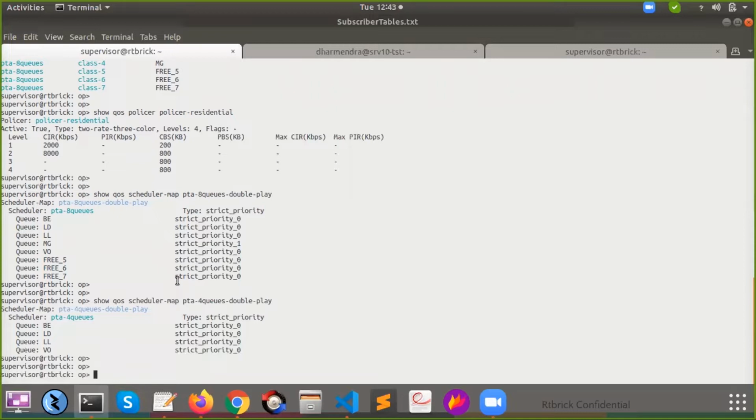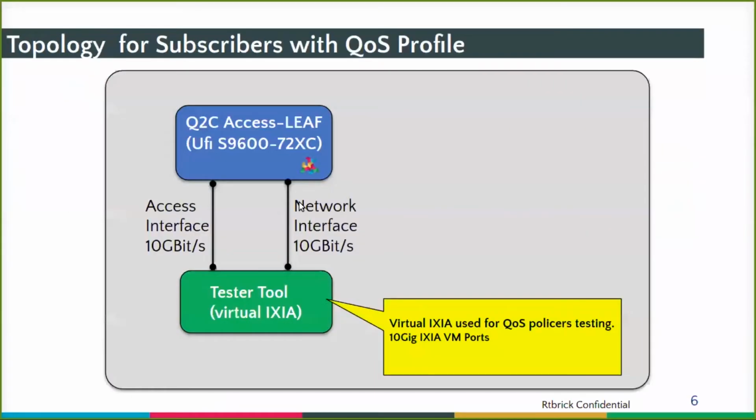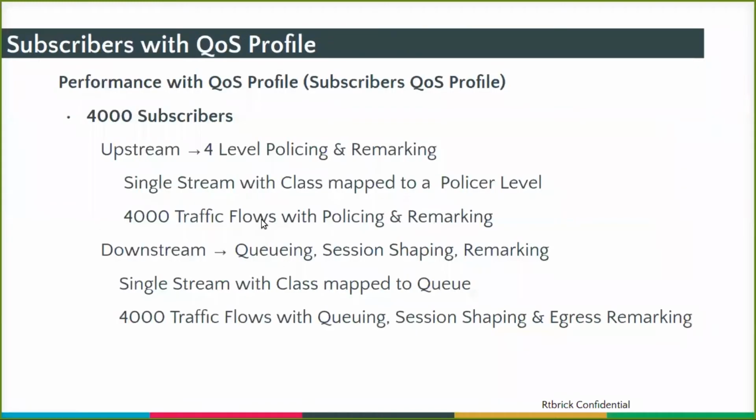So let's revisit in some time, and now we'll go to the second part of the demo, which is mainly for QoS functionality. This we are doing on a different DOT where we are using Ixia as the tester tool. So here 10 gig ports are connected to the DOT. Here we are mainly focusing on 4,000 subscribers, where we are showcasing for all the 4,000 subscribers upstream policing is happening or the downstream shaping is happening.